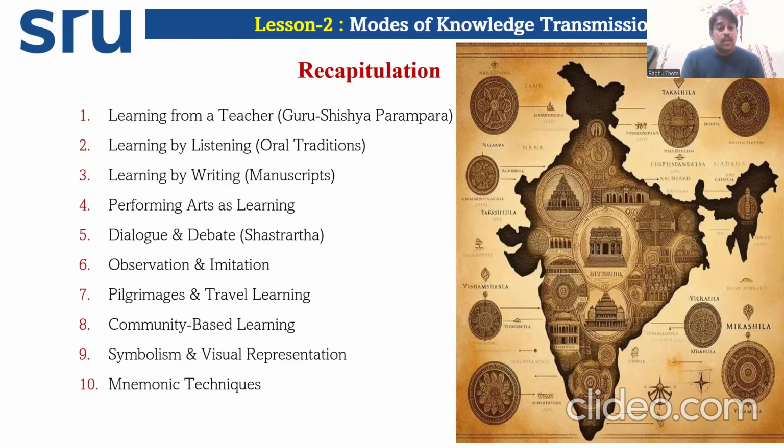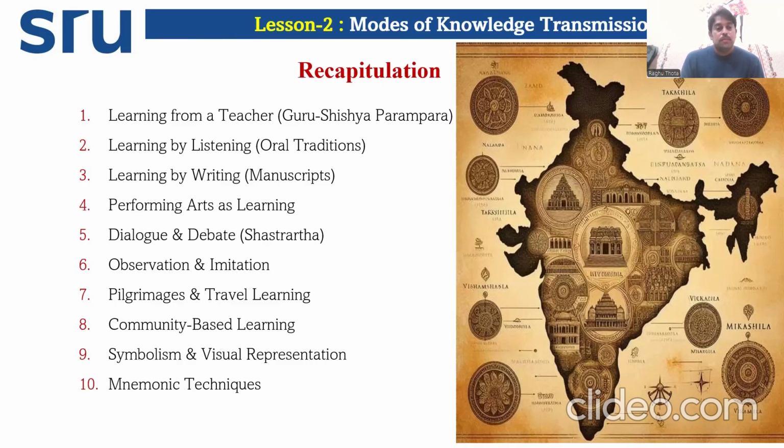And the third one, learning by writing. Our ancestors, in later years, believed that whatever precious knowledge they had has to reach the next generations. That's why they started writing their knowledge in the form of manuscripts. The precious knowledge they had was written on palm leaves, which are the base for our ancient knowledge. Ayurveda, everything had been written on palm leaves, and we are utilizing that knowledge now to treat patients in Ayurveda.